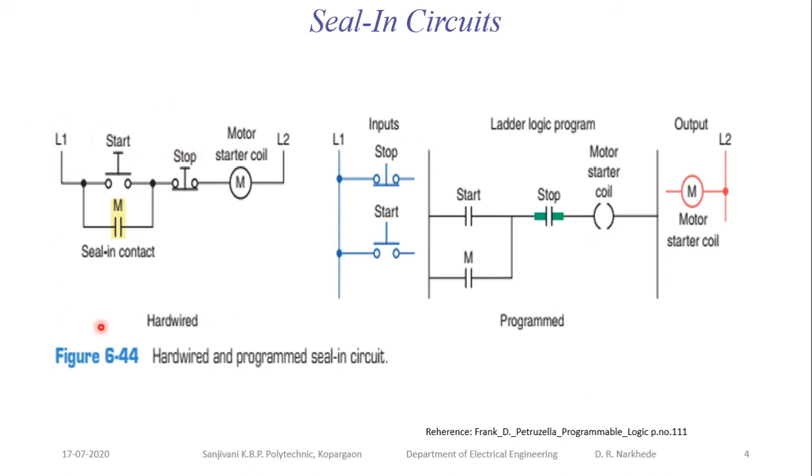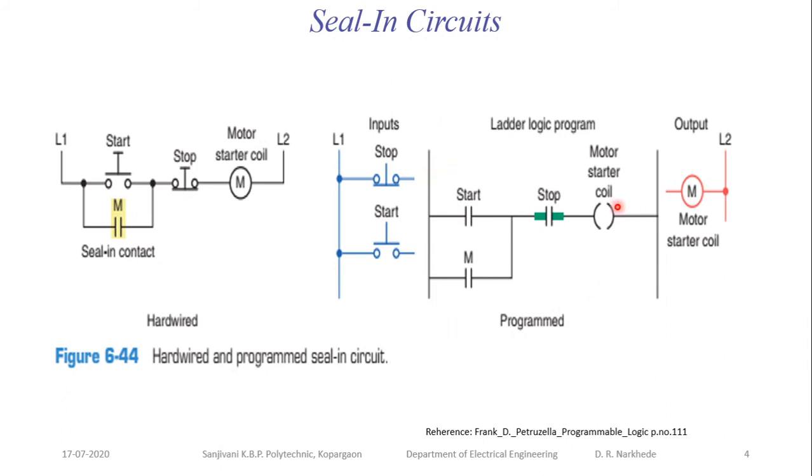Now this is my hardware logic. If I want to implement it in terms of a program, how are you going to do this? For that purpose I have to use two separate buttons, one for starting and one for stopping. This button is used to start the motor, this button is used to stop the motor. And this is my output coil, the contactor which is connected as the output.